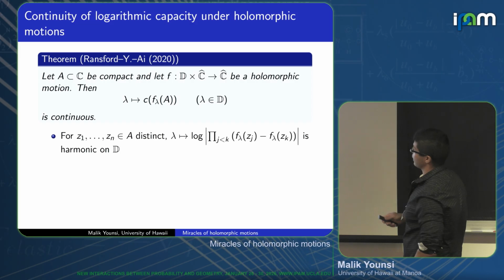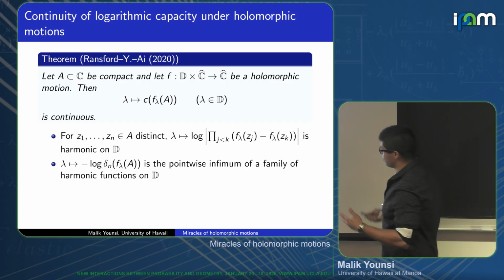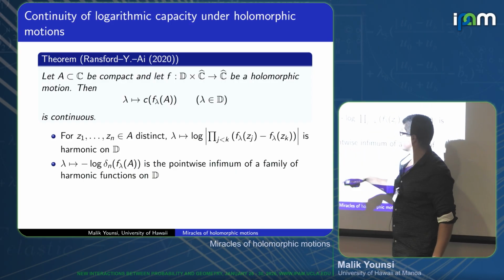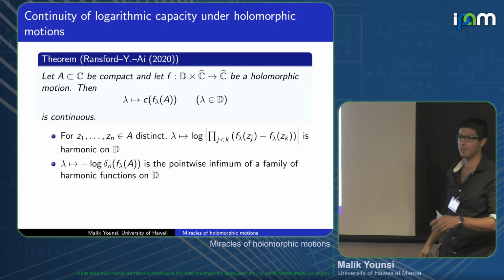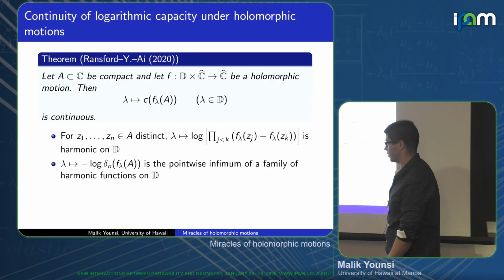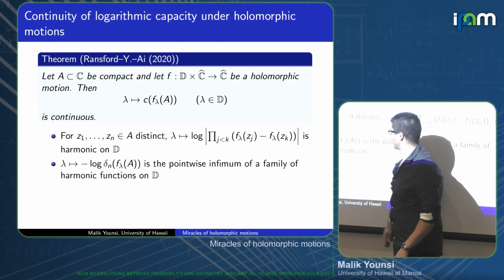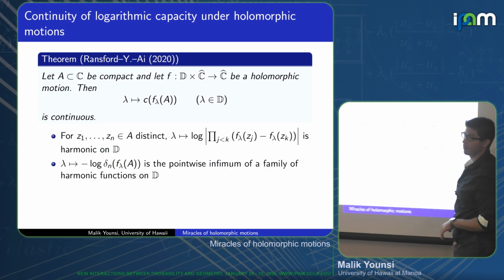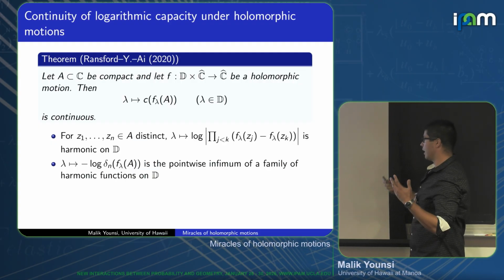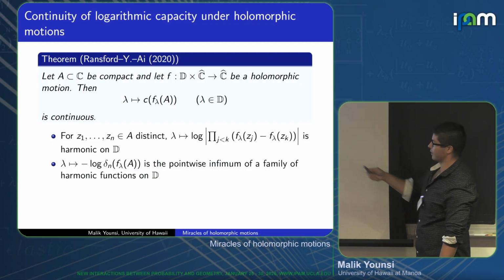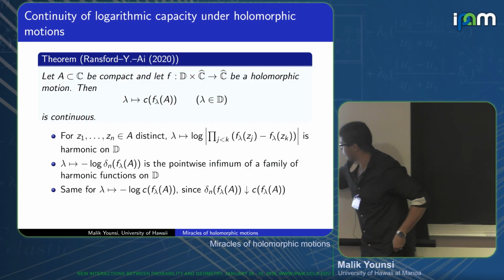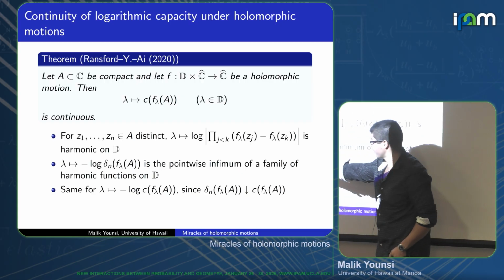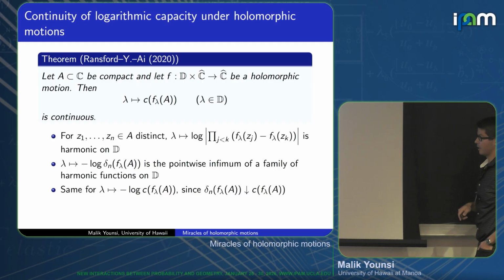Now, if you know that this thing is harmonic, then you can easily deduce essentially the same thing for the n diameter, except that you may lose harmonicity, but you can write the n diameter as the infimum of a family of harmonic functions. Well, you have to take the log and then the minus. So in the n diameter, there's a supremum, but because you take the minus, you get the infimum of harmonic functions. Okay? And now, because the n diameter decreases to the logarithmic capacity, you can get the same thing for that function, minus the log of the capacity of the holomorphic motion.